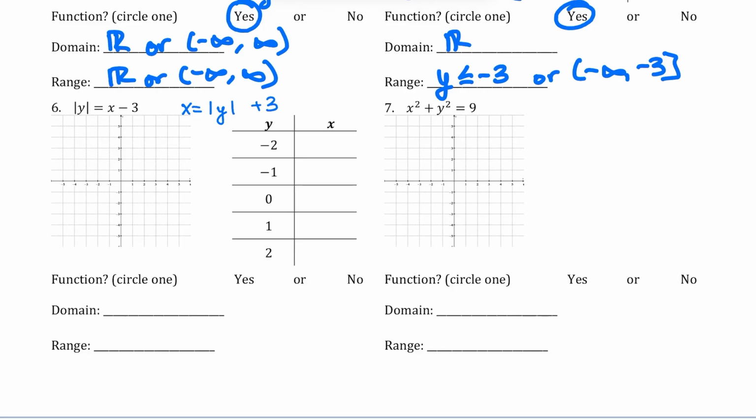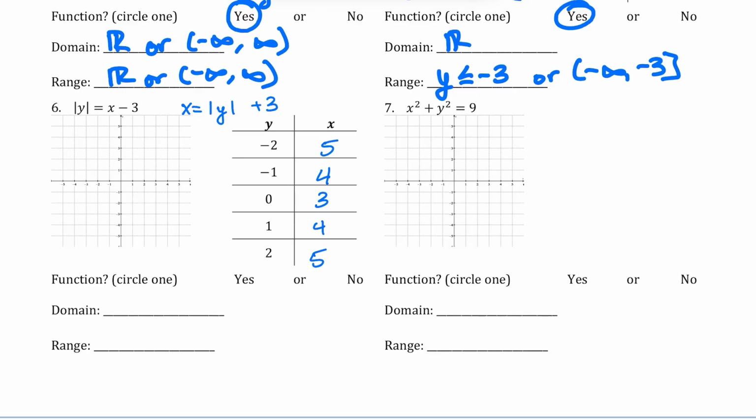So what happens if I plug in negative 2 into the absolute value of y? We get positive 2 plus 3 is 5. Then you plug in negative 1, you get 1 plus 3 is 4. Plug in 0, you get 3. Plug in 1 for the y value. The absolute value of 1 is 1 plus 3 is 4. And then 2, 5.